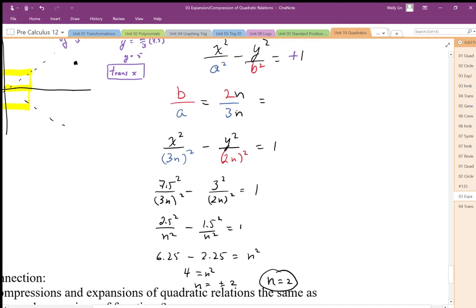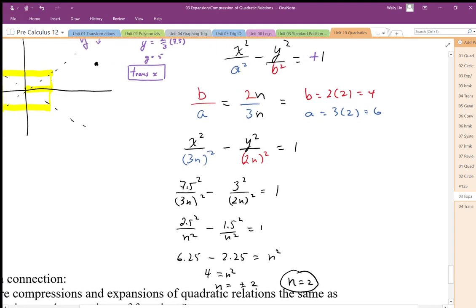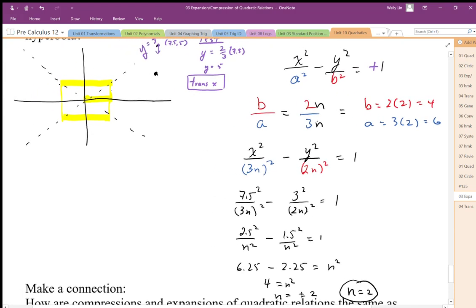Okay, so b is equal to 2 times n, which is 4, and then a is equal to 3 times n, which is 6. So now I've actually solved for my a and b values. I've actually solved this equation. Now I can just put it into its graphing form here.